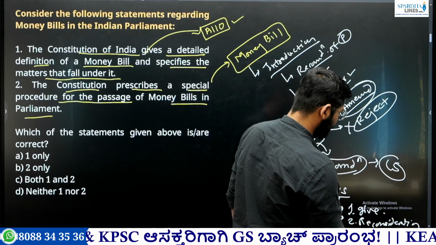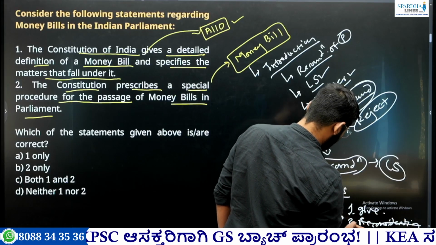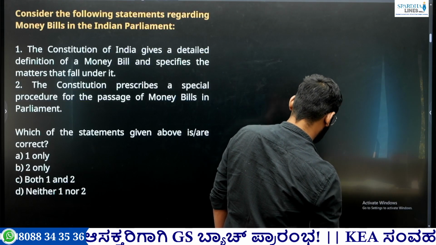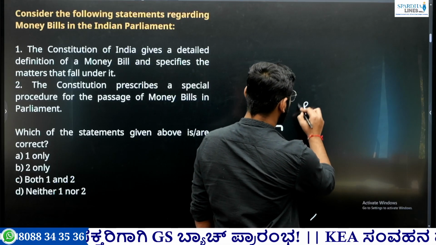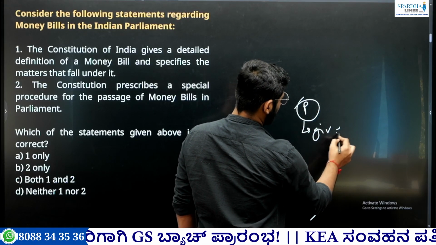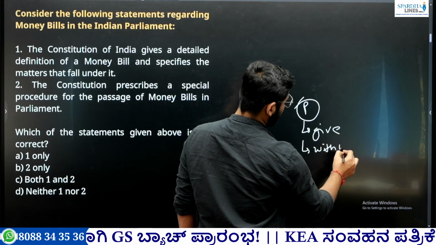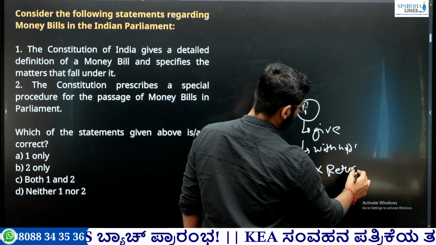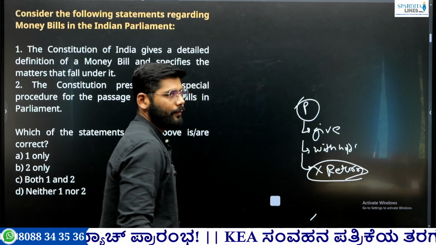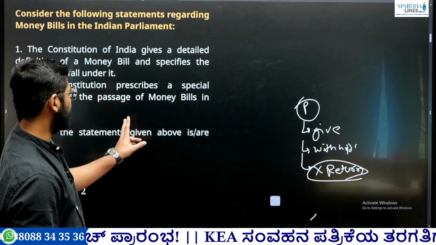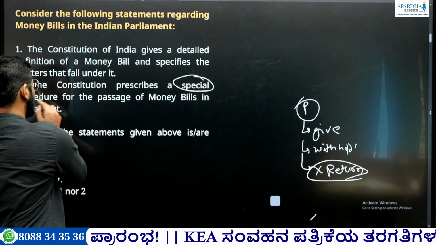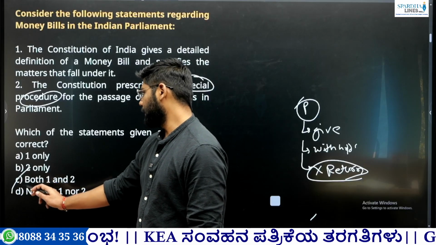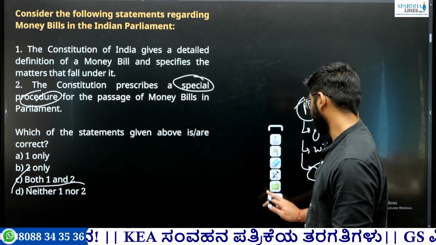Sorry, okay. So he can give the assent or he can only withhold the assent. When it comes to presidential assent, he can give the assent or withhold the assent, but he cannot return it for reconsideration of Parliament. So this does not apply when it comes to presidential assent. That is why it is a special procedure introduced by the Constitution. So the second statement is also correct here. See that both 1 and 2 are correct here. Then next question.